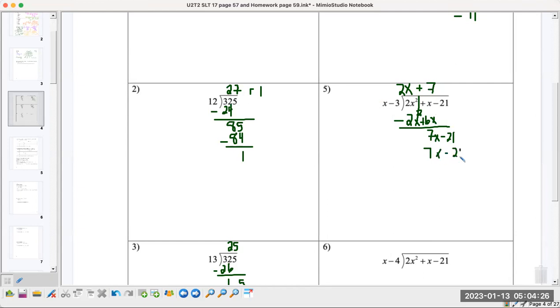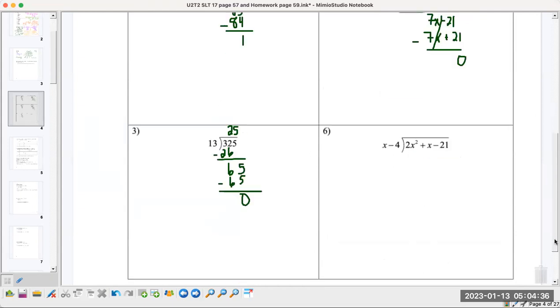7 times a -3 is -21. We're subtracting, that cancels out. This is going to turn to a plus. Oh, we have no remainder.